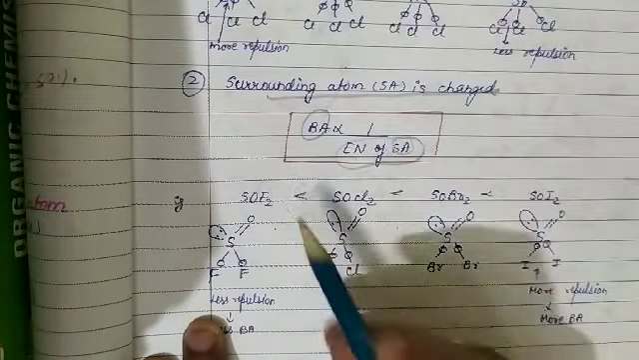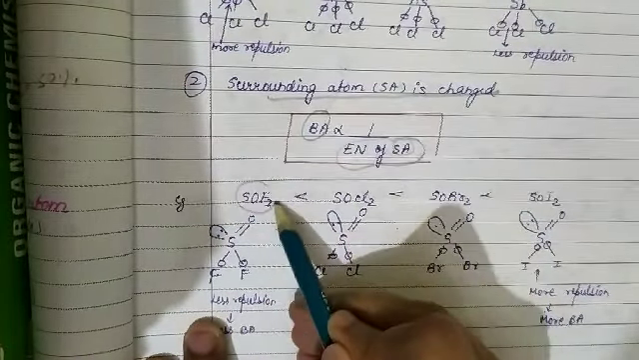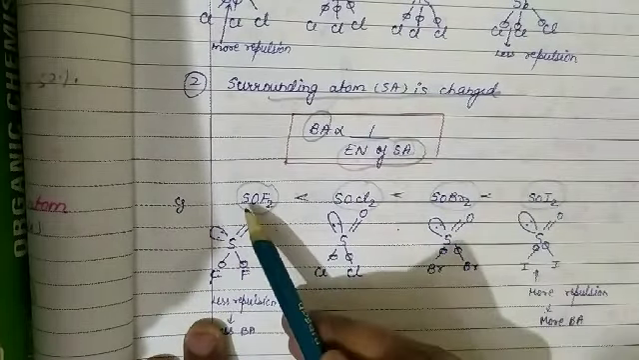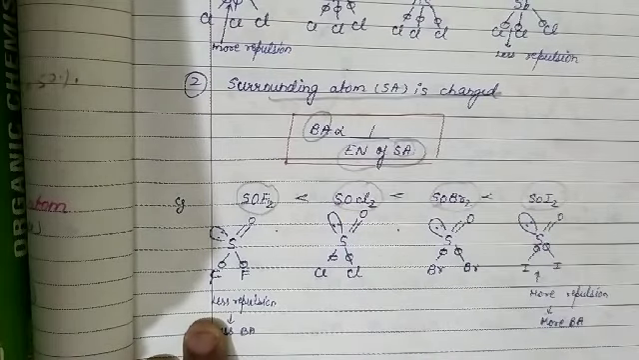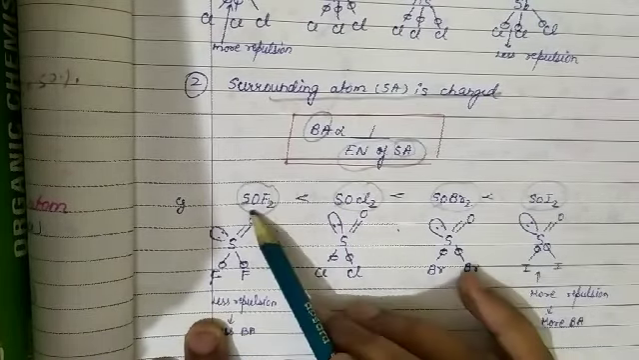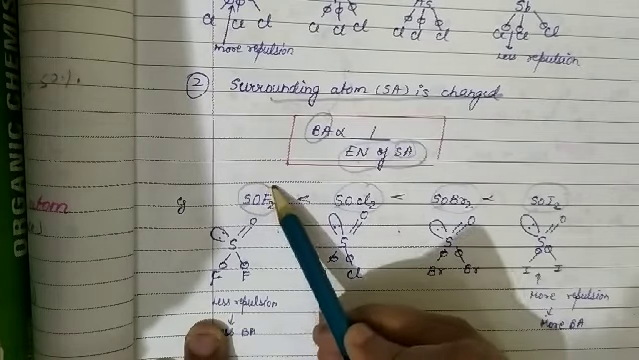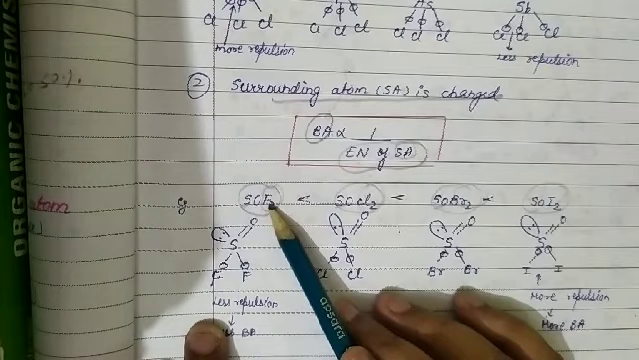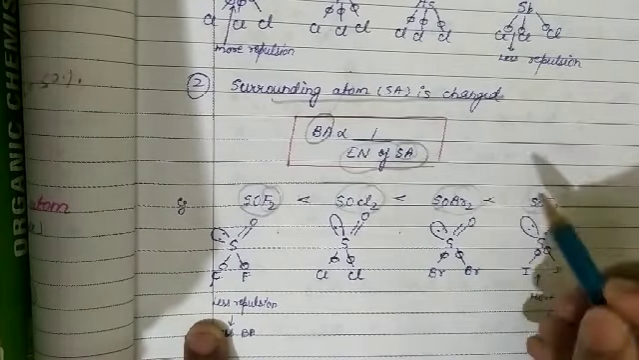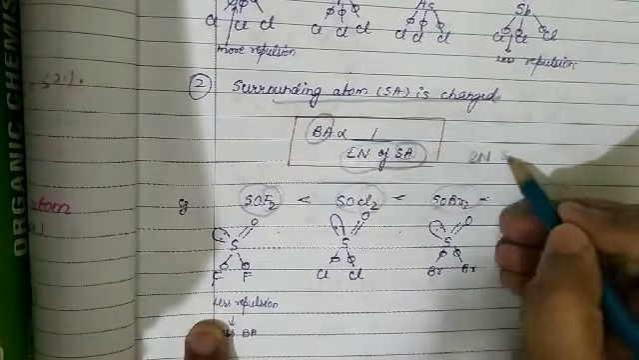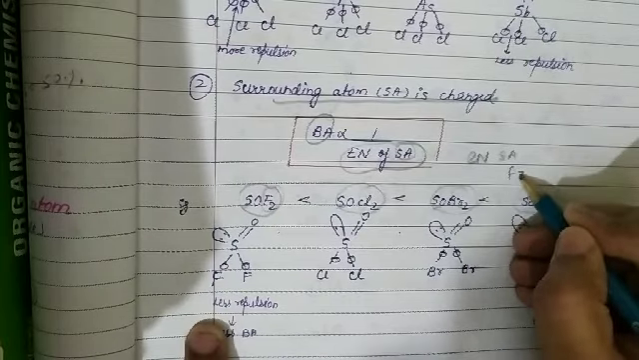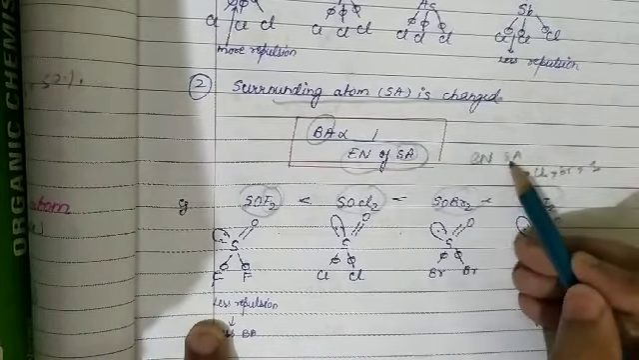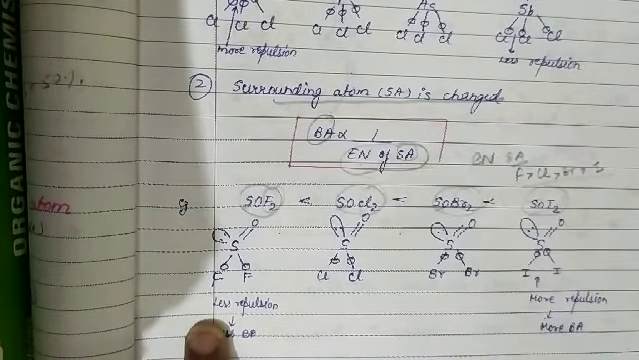See the question. We have to compare SOF2, SOCl2, SOBr2 and SOI2. The central atom, sulfur, is the same. The varying atoms are fluorine, chlorine, bromine and iodine. As we can see, F, Cl, Br, I: the surrounding atom varies. Fluorine has the highest electronegativity, then chlorine, then bromine and then iodine. So electronegativity of the surrounding atom varies in this way.